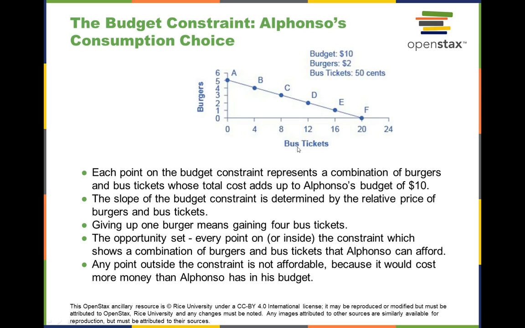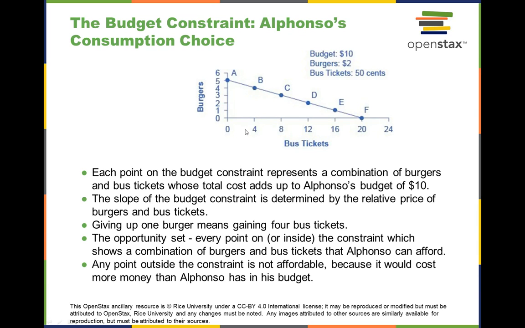The slope of the budget constraint is determined by the relative price of burgers and bus tickets. Giving up one burger means gaining 4 bus tickets. So if he goes down to 4 burgers, 4 times 2 is 8. It means he has $2 left over. And $2 divided by 50 cents means that he can purchase 4 bus tickets.